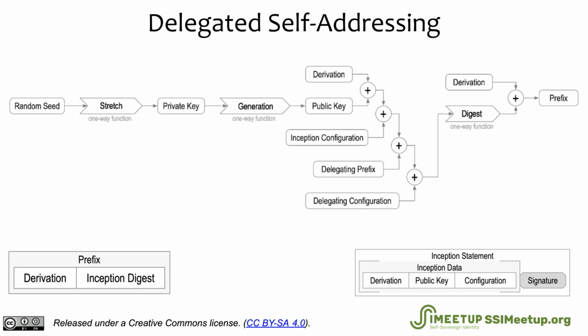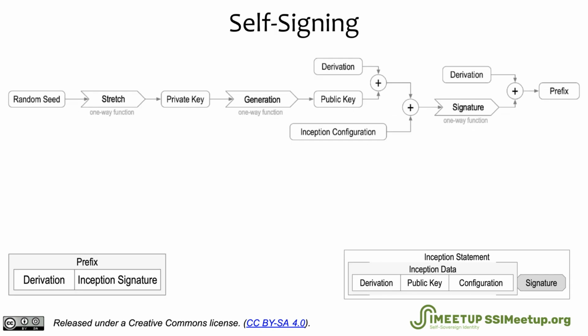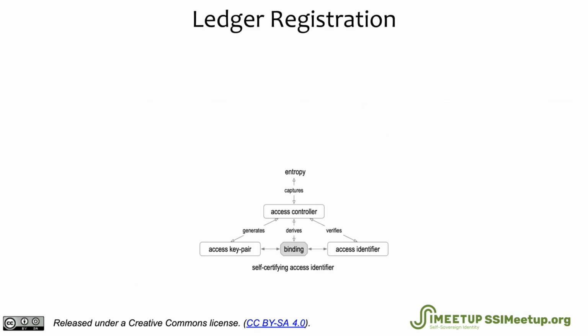It's all cryptographic. And then you can do a self-signing identifier, so that the identifier includes the signature, which may be useful in some applications like a content addressable database, where you're using the signature as your content addressable hash, so you don't have to attach a separate signature, so it may be more efficient to do it that way.